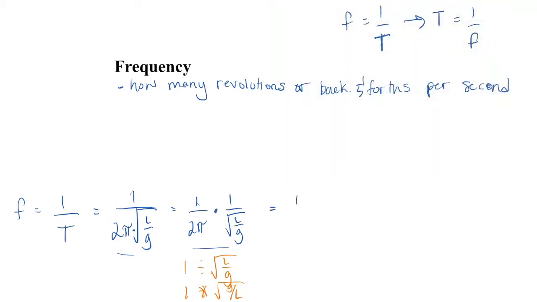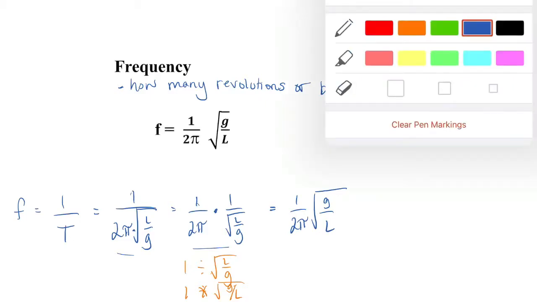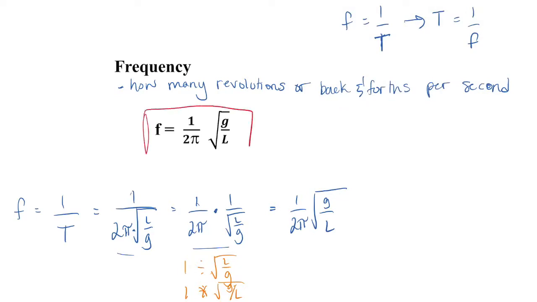So this can become a little bit nicer, where we can have 1 over 2 pi times the square root of G over L. Okay, is that on your data sheet? Absolutely not. So you are expected to be able to derive that equation using this equation. But that's what we get for frequency of a pendulum. So there we go. Isn't that fun looking? Okay, let's do an example of how to do stuff with pendulums.